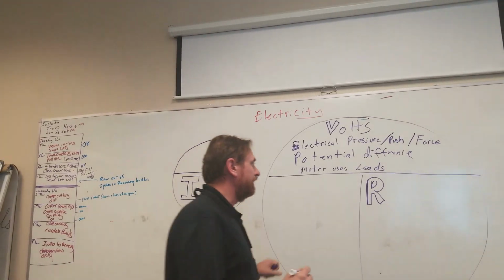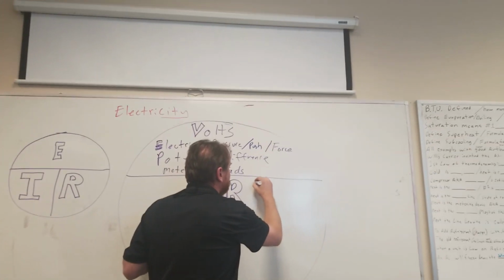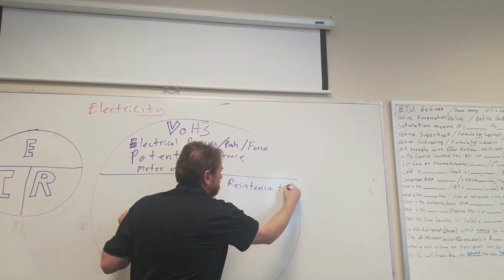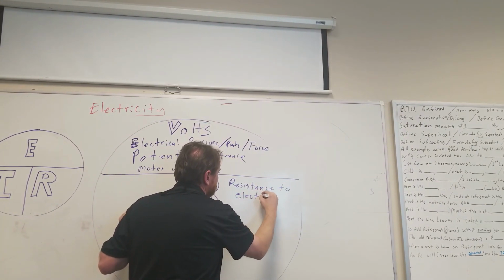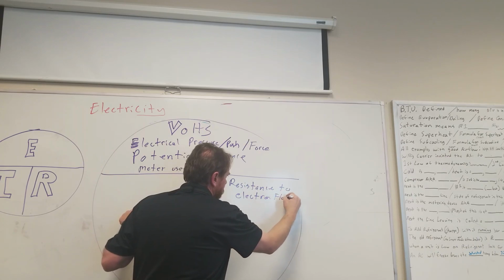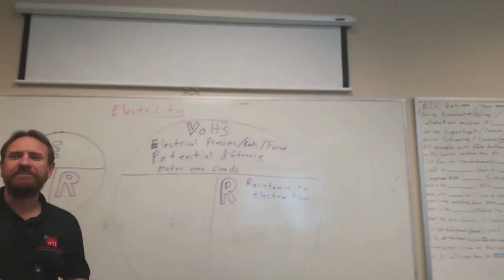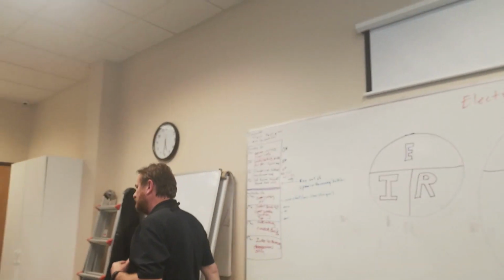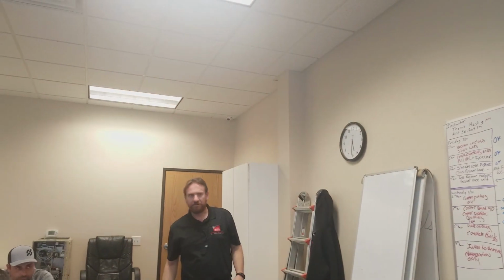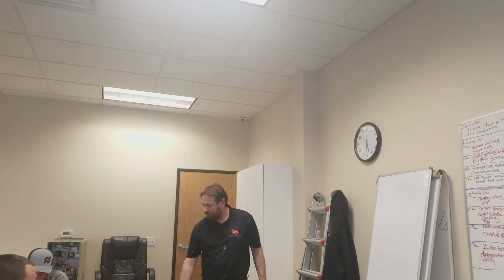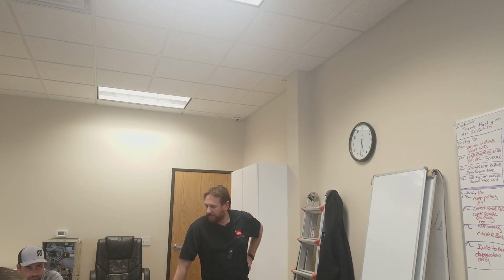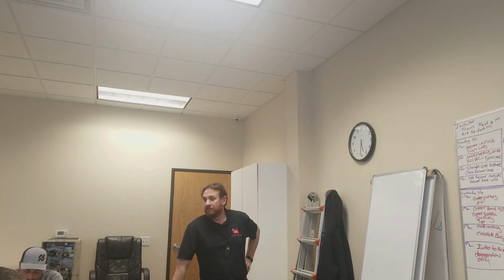So now we're going to go to R. R is the resistance to electron flow. So on this table, here's a table right here. If I'm voltage, I'm putting pressure on this electron, and I'm pushing this electron, does it have anywhere to go? No. It doesn't have anywhere to go.